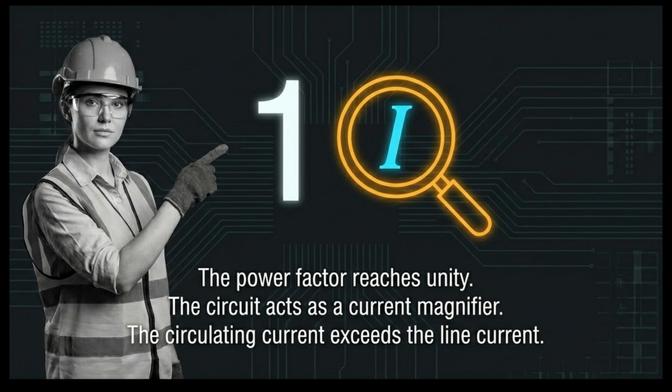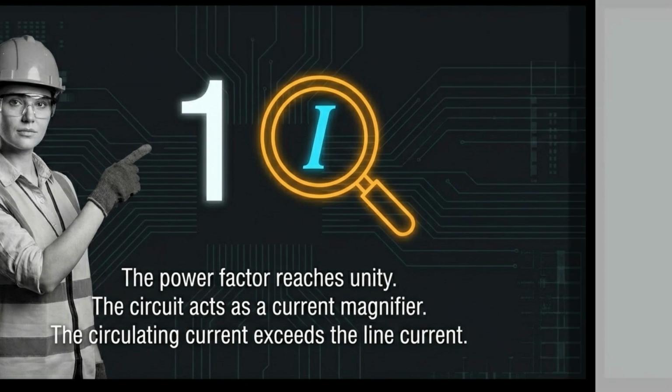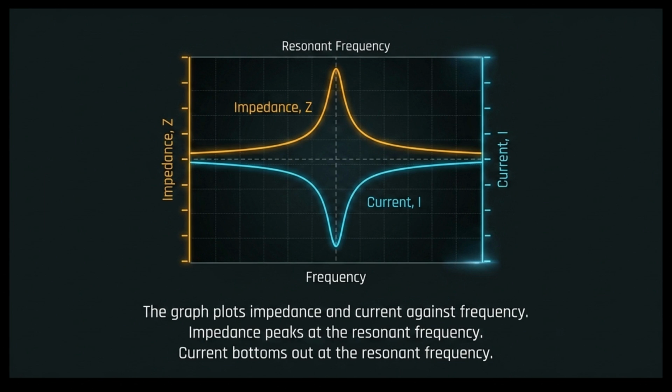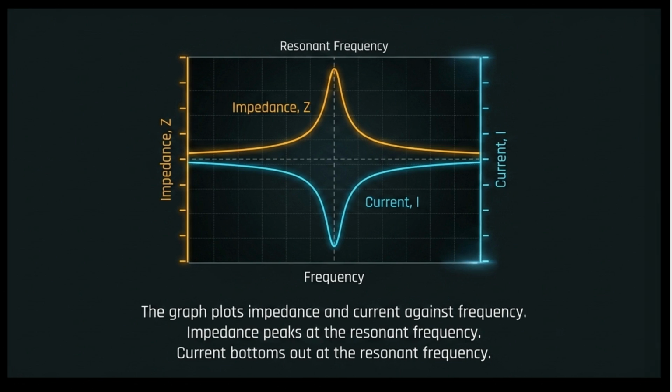At this point, the power factor reaches unity. The circuit acts as a current magnifier, where the internal circulating current is significantly higher than the line current. This graph illustrates the relationship between impedance and current relative to frequency. Note that impedance peaks at the resonant frequency, while the current reaches its minimum.